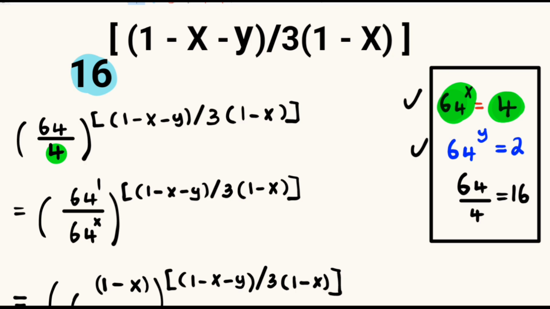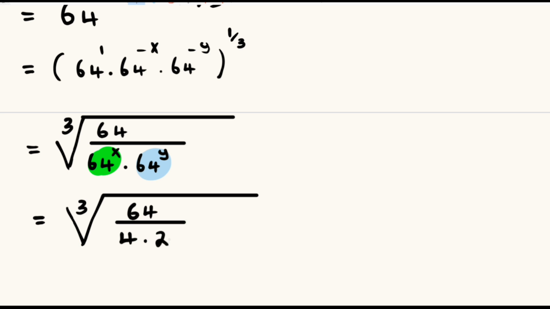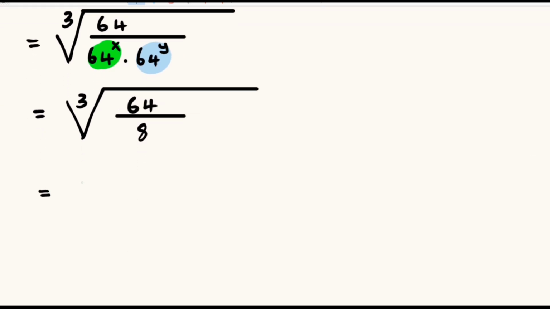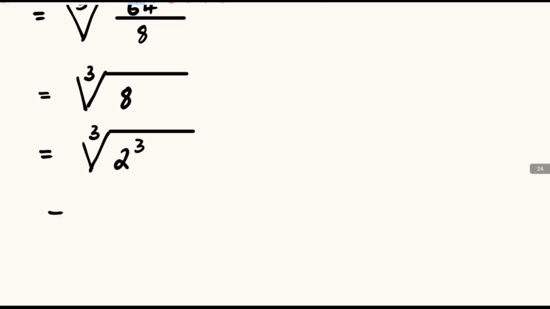as 4 and 2. So in the place of the 64 raised to the power x and the 64 raised to the power y, we are going to substitute the 4 and the 2, but 4 multiplied by 2 is equal to 8, and we have the cube root of 64 divided by 8, and 64 divided by 8 is equal to 8, and we further express the 8 as 2 raised to the power 3, and the cube root of 2 raised to the power 3 is equal to 2.